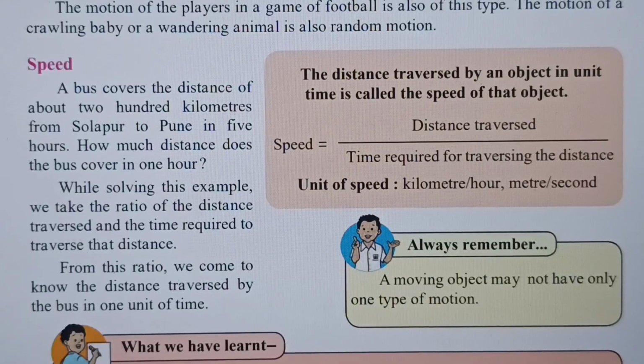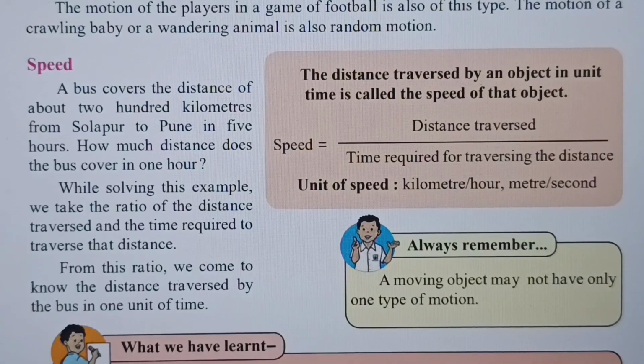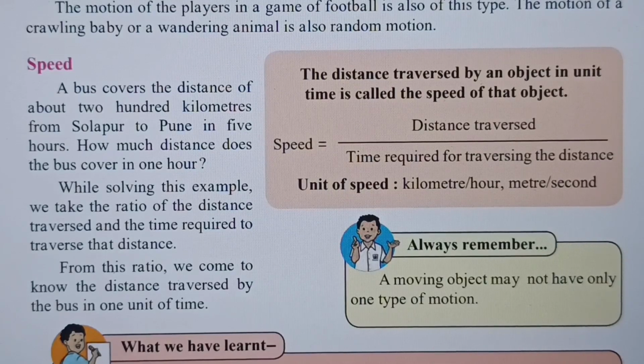The unit of speed is kilometer per hour or meter per second. Both are used. Kilometer is a distance unit and hour is a time unit. Meter is a distance unit and second is a time unit. So we write both of them, kilometer per hour and meter per second. So what is speed?